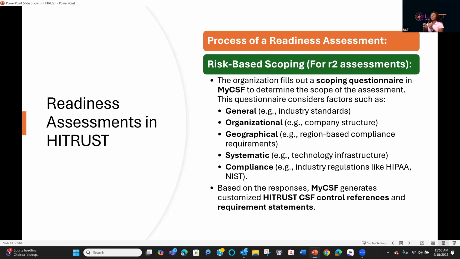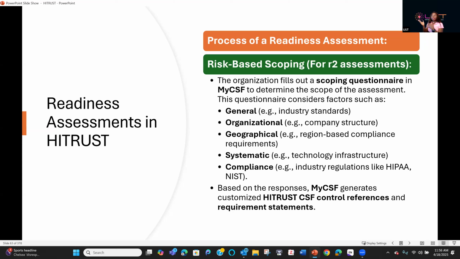They said that the organizations fill out a scoping questionnaire. Remember, I think I've mentioned more than how many times on how important scoping is, right? You need to understand what is inclusive, what they're gonna be doing. And each time an organization does that, when they go to the HITRUST MyCSF to determine the scope of the assessment, the questions focus on different aspects. First, is focused on general, focus on organizational, geographical, systematic, as well as compliance.